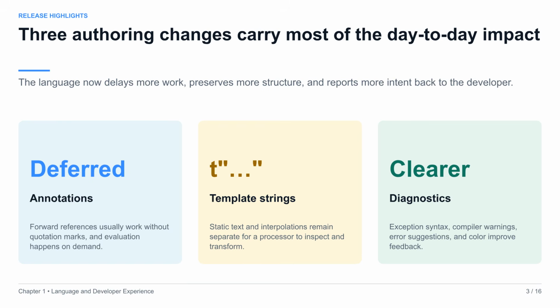Python 3.14 changes authoring along three related dimensions. First, annotations are no longer evaluated when a function, class, or module is defined, unless the older future import behavior is requested. Second, a template string produces a structured template object rather than a finished string, giving a trusted processor control over every interpolation. Third, several smaller improvements tighten the feedback loop: clearer syntax errors, a warning for control flow that escapes a finally block, optional parentheses in multi-exception handlers, and color in the interactive shell and several command line tools.